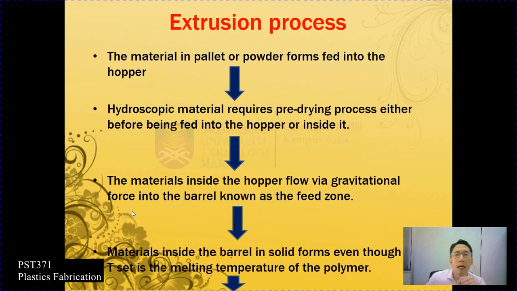Okay, this is the simple illustration or the flowchart of the extrusion process. The material in pellet or powder form is fed into the hopper. Hygroscopic material requires a pre-drying process either before being fed into the hopper or inside it. Okay, so untuk hygroscopic material, awak boleh keringkan sama ada sebelum masuk dekat hopper ataupun dalam hopper sendiri.